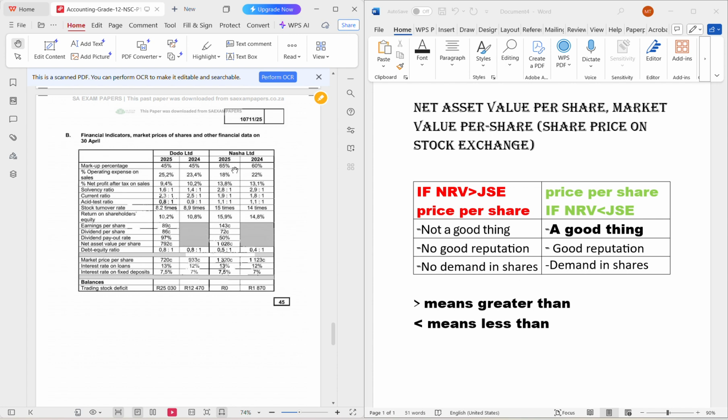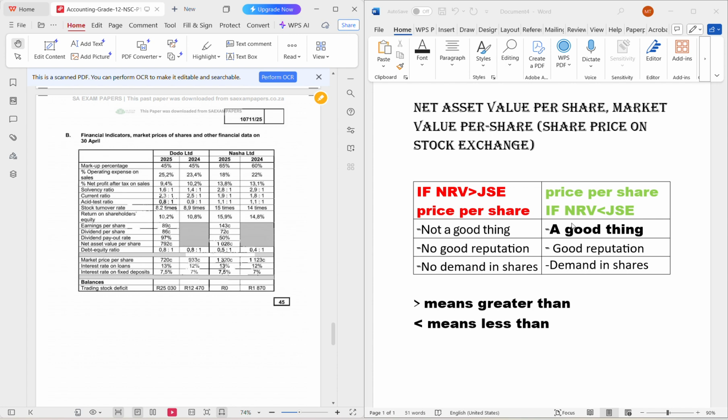So let's come to Nasha Ltd. Our net asset value per share is 1028 cents and our market price per share is 1320. So our NAV of 1028 is less than our JSE of 1320. So the JSE is bigger than our NAV. That's a good thing, a good reputation, and could possibly mean that the shares were in demand.